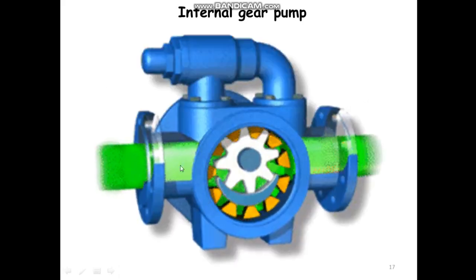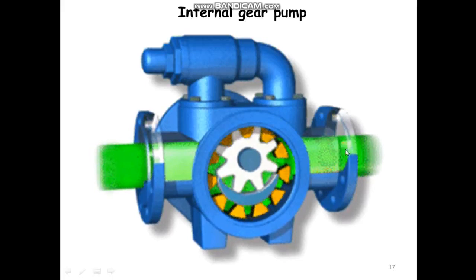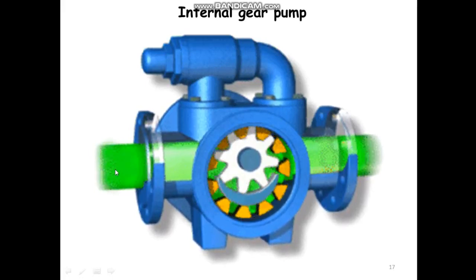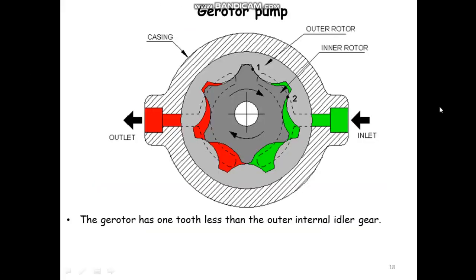So this is the animation. You can see that liquid is carried through these packets. These packets are created by the internal gear and external gear, and then when it unmeshes, at that point it will be delivered to the tank. When the meshing starts, the pumping starts. When it unmeshes, then the liquid will be pumped out, or delivered to the outlet.